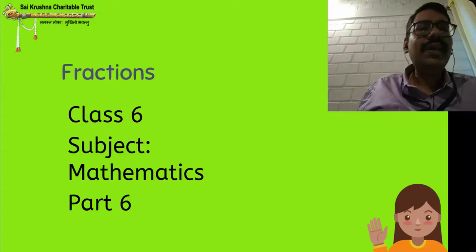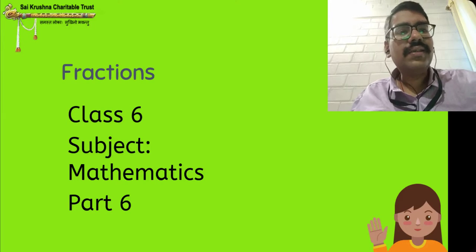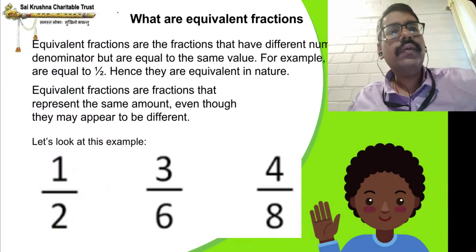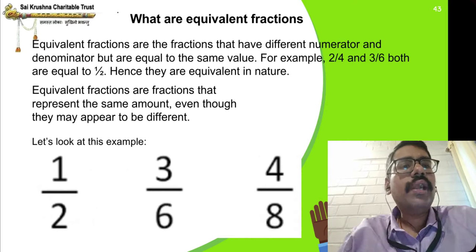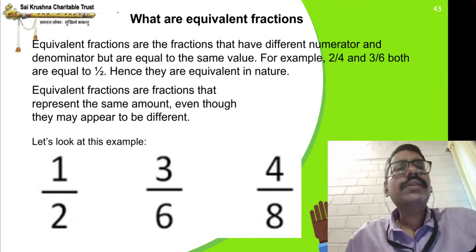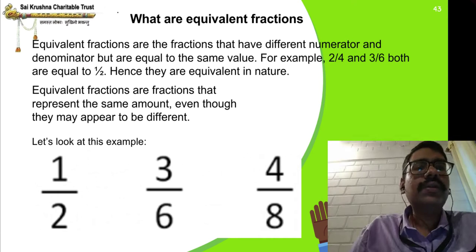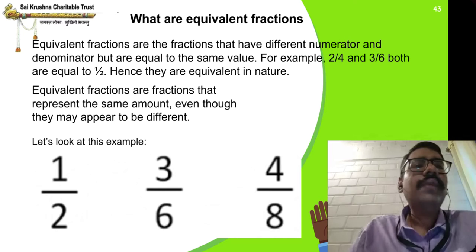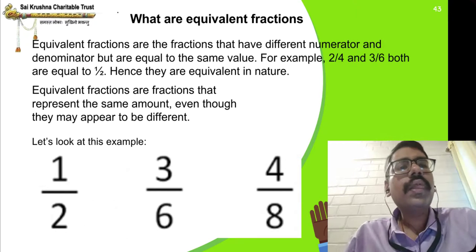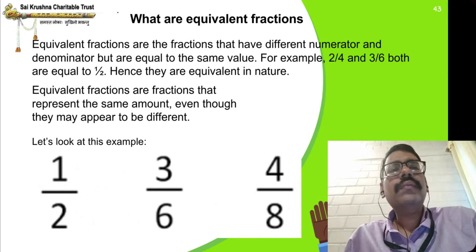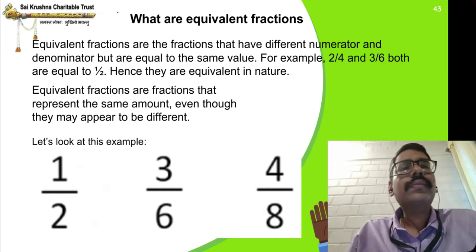What topic will we do today? Fractions, part 6. Okay. Now, what are equivalent fractions? I discussed what are proper fractions, improper fractions, mixed fractions, like fractions. What are those? A proper fraction is a fraction where the numerator is lesser than the denominator. An improper fraction is a fraction where the numerator is greater than the denominator.